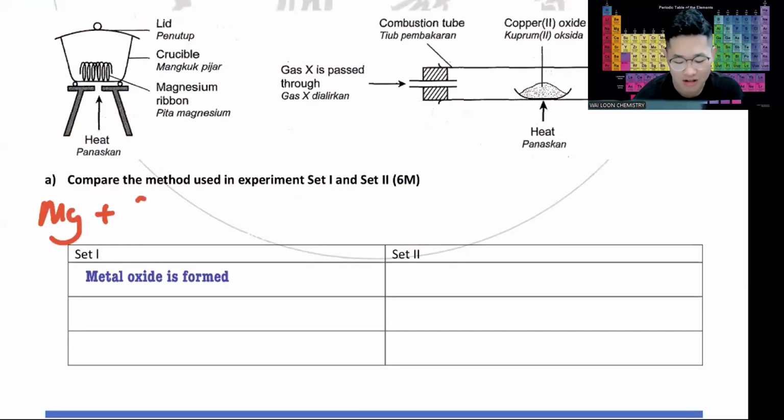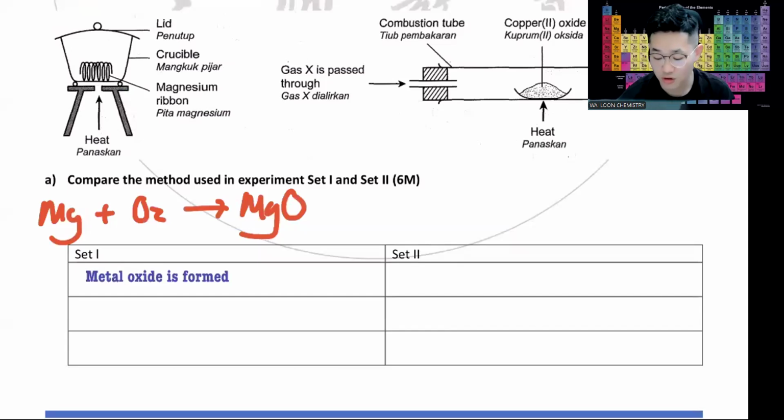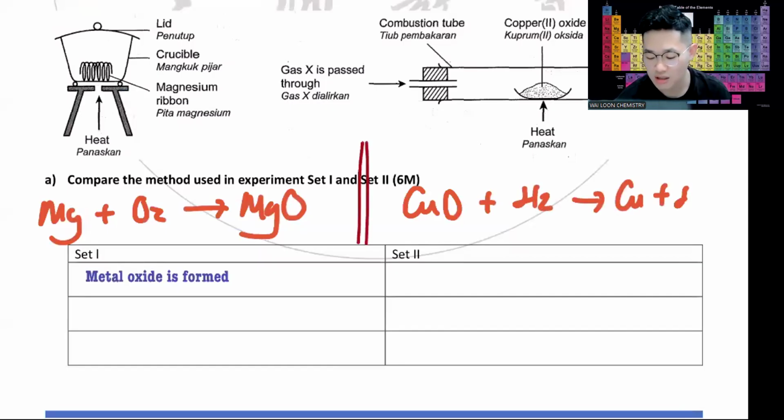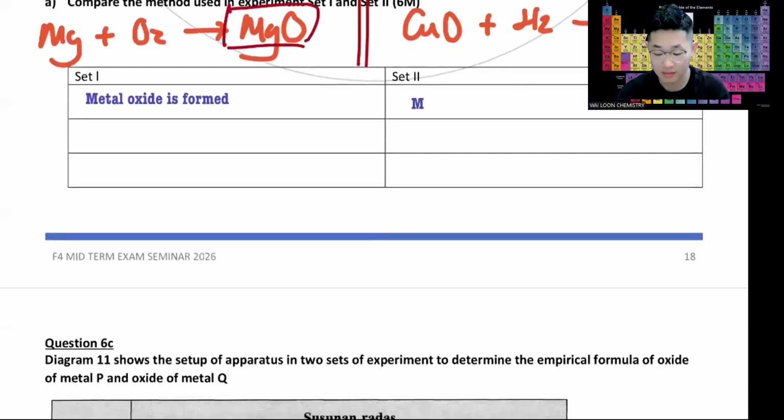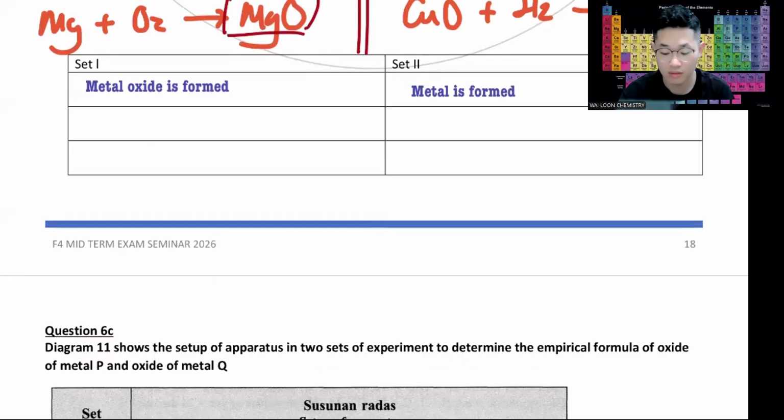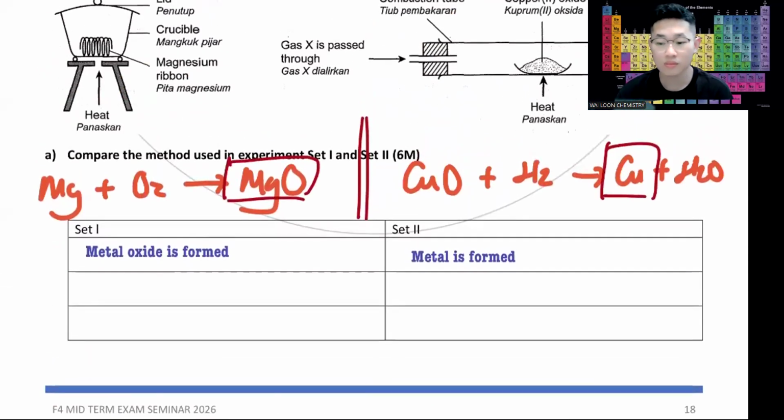I just write out the equation. I didn't balance the equation because for this case, balanced or not, it doesn't matter. We just need the equation to see the information only. So it produces a metal oxide. But in this one, a metal is formed.